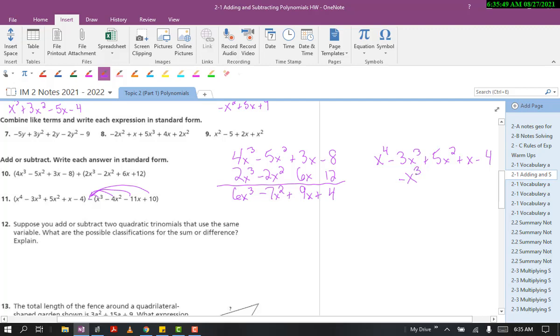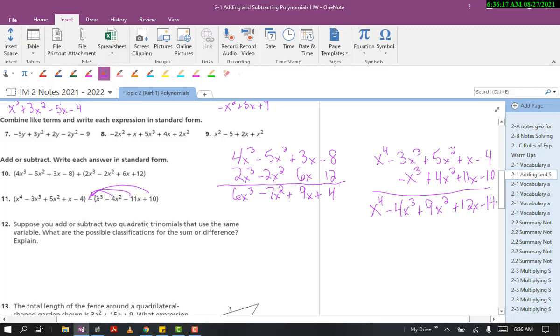Minus a negative 4x squared makes it a positive 4x squared. Minus a negative 11x is a positive 11x. And minus 10, well, it's just minus 10. Now we can just add up our like terms. X to the 4th minus 4x cubed plus 9x squared plus 12x minus 14.